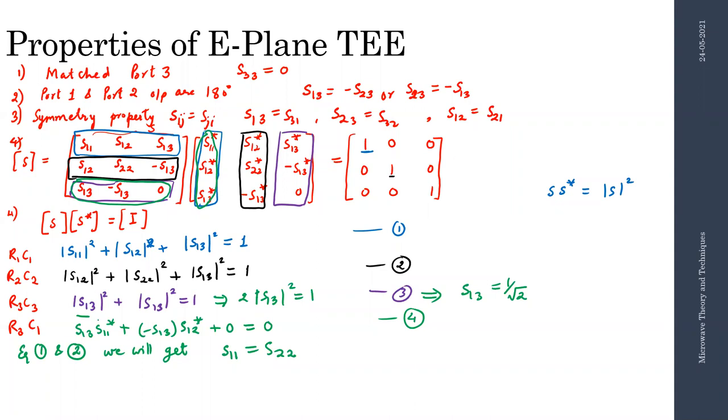Now see equation number 3, 4. From equation number 4, what will you get? S13, I am taking common. You will get S11 conjugate minus S12 conjugate equals 0. Or you can write S11 equal to S12 or equal to S22.